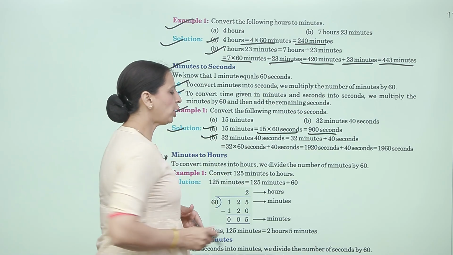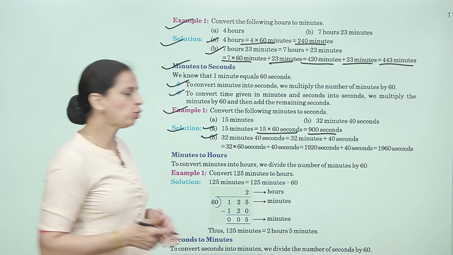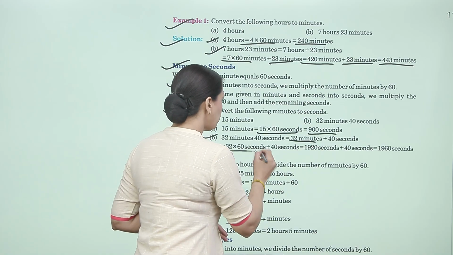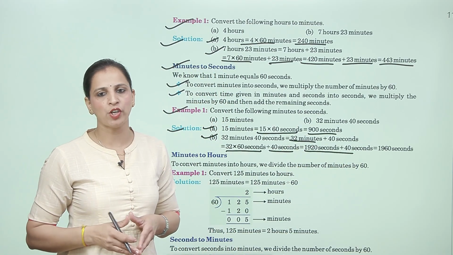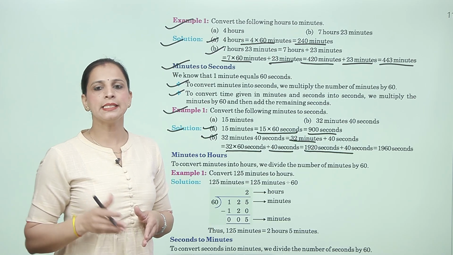B part. 32 minutes 40 seconds. 32 minutes plus 40 seconds. 32 multiplied by 60 plus 40, that becomes 1920 seconds plus 40 seconds is equal to 1960 seconds.